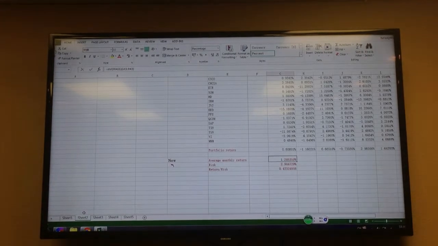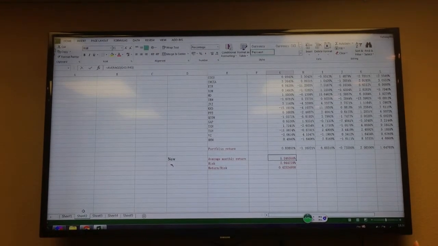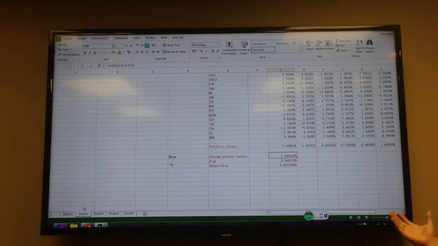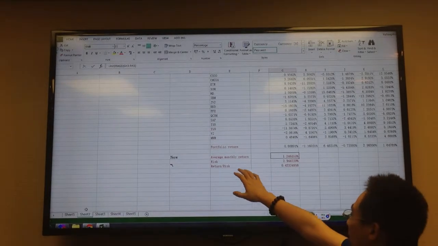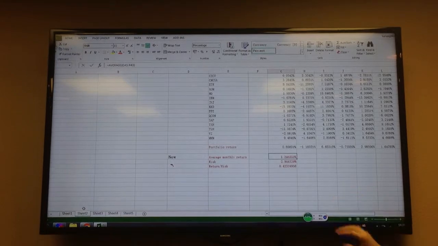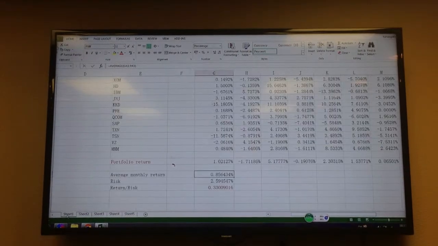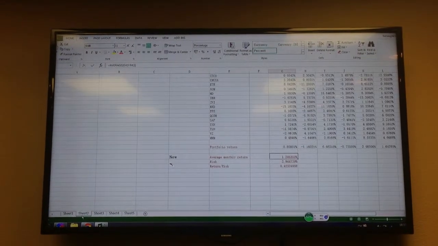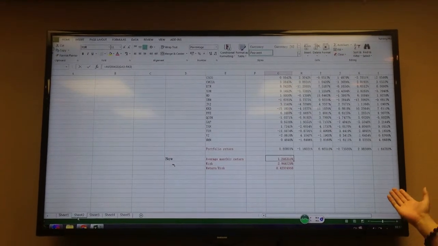And compared to the original, I got a higher risk with a higher return, but the difference in return is higher than the difference in risk, and the return divided by risk is 0.42, higher than the original 0.33. So the rebalance of my portfolio works.